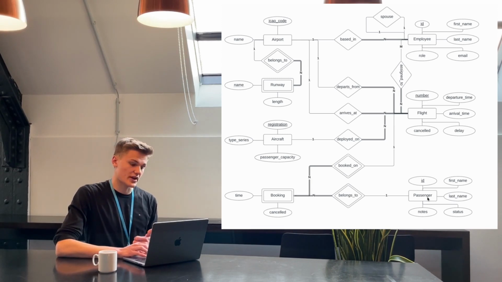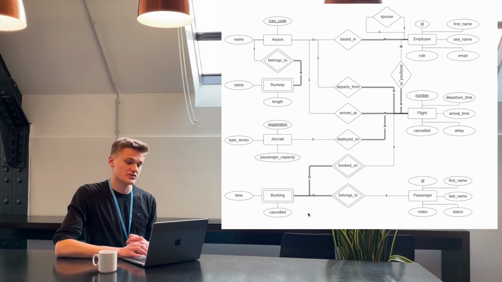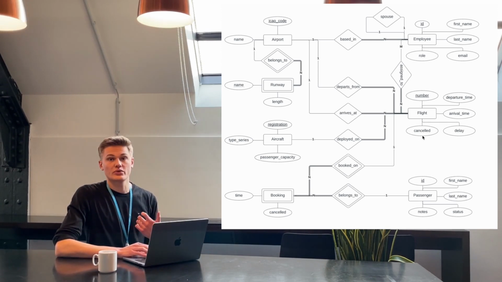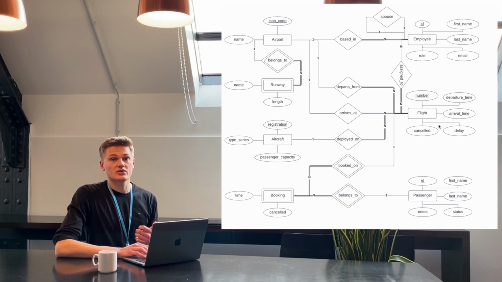where one passenger can book multiple flights through the weak entity type of booking. And one booking is uniquely identifiable by its flight number in combination with the passenger ID. A special attribute is the cancelled attribute, which corresponds to the cancelled attribute of a flight. So we also want to cancel all the bookings if we cancel the corresponding flight. To implement that, we use a stored procedure, which you can find more information about in the docs.